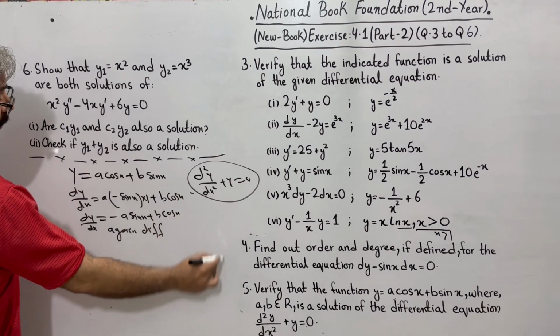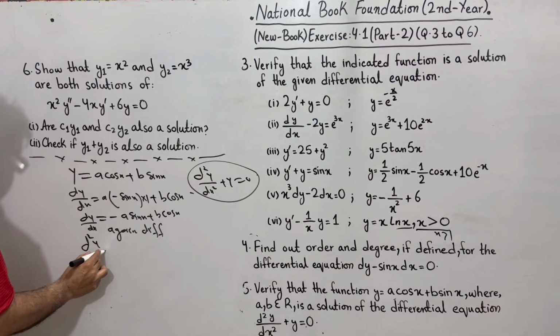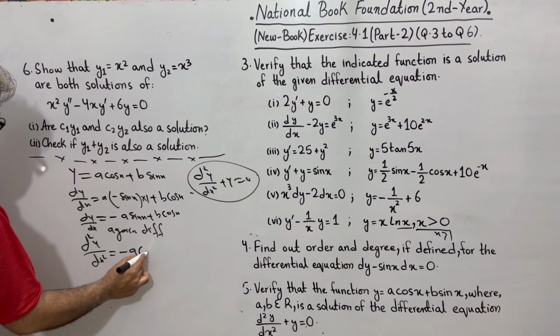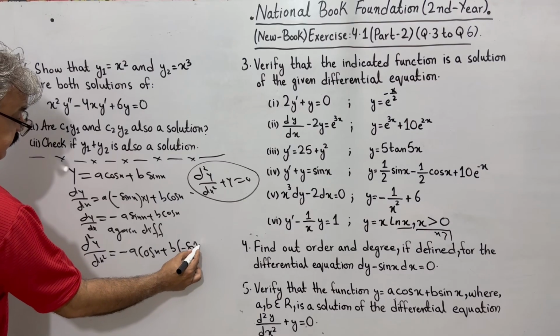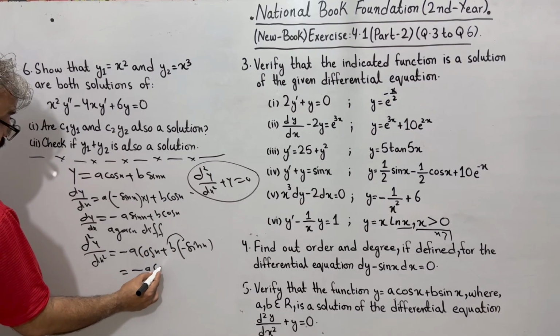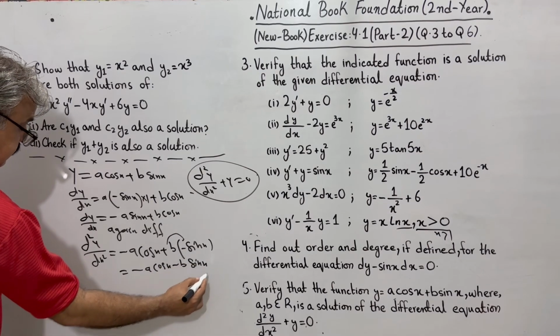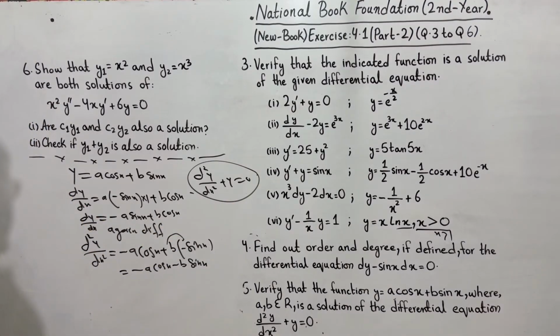to get the second differentiation, double derivative. It can be written as d square y over dx square. Writing once more, differentiation of sin is only cos, differentiation of cos is only negative sin. It will become minus a cos x minus b sin x. Put both values here, you will get both sides equal.